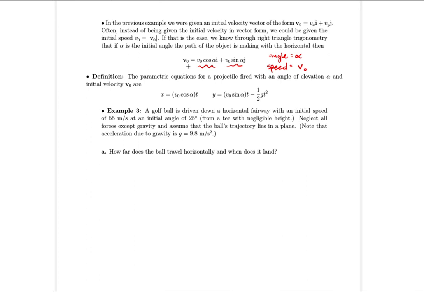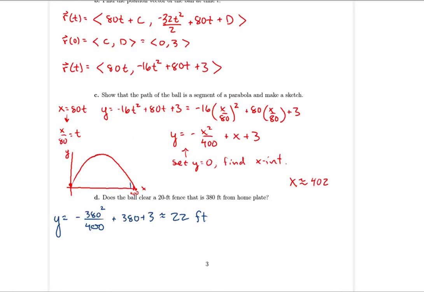So this is my initial velocity here, and then we can define the parametric equations for the position of this projectile, if you've got an initial velocity of v0 and an angle of elevation of alpha. It's going to be v0 cosine alpha times t, and then v0 sine alpha times t minus 1/2 gt squared. Now this is just simply formalizing what we did on the previous page.